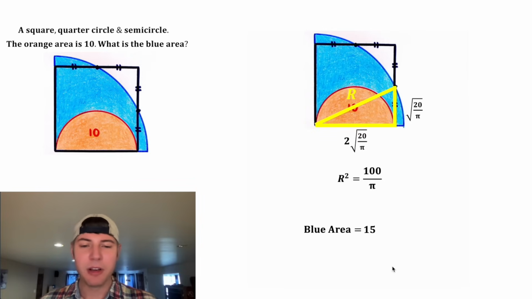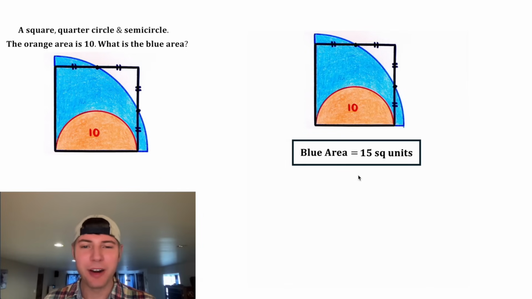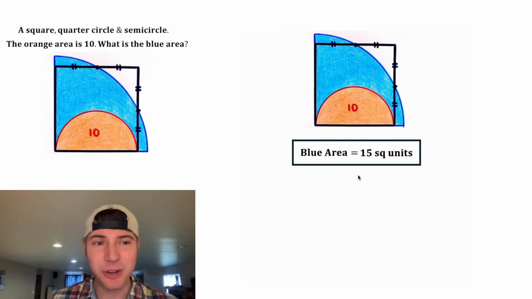Let's give it a label of square units and put a box around it. And this is the answer to our question. The blue area is equal to 15 square units. How exciting. I think this question was brilliant.